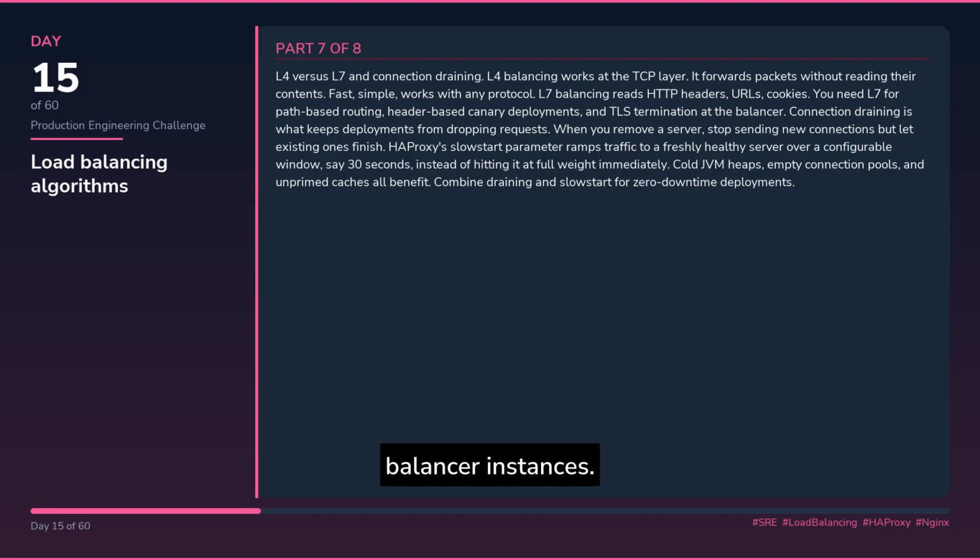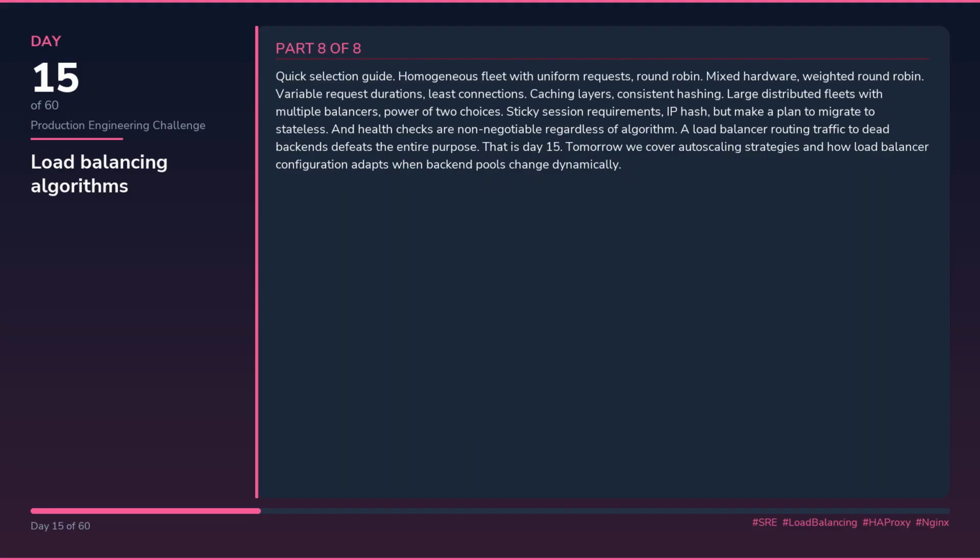Quick selection guide. Homogeneous fleet with uniform requests, round robin. Mixed hardware, weighted round robin. Variable request durations, least connections. Caching layers, consistent hashing. Large distributed fleets with multiple balancers, power of two choices. Sticky session requirements, IP hash, but make a plan to migrate to stateless. And health checks are non-negotiable regardless of algorithm. A load balancer routing traffic to dead backends defeats the entire purpose.